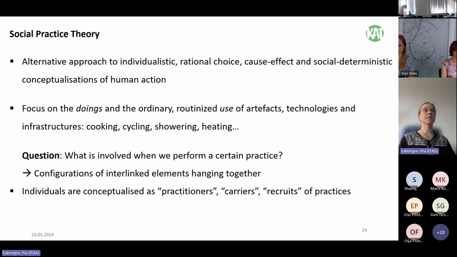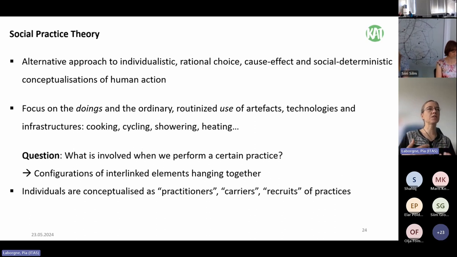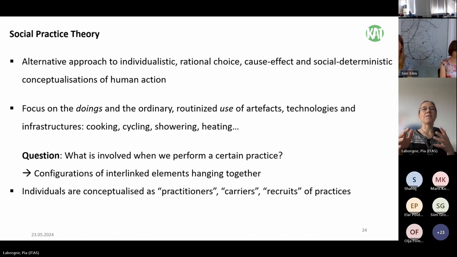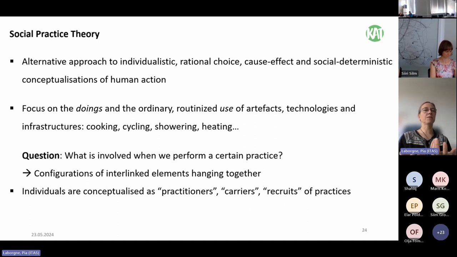Social practice theory is an alternative approach to more individualistic, rational choice, cause-effect, and socially deterministic conceptualizations of human actions. So the focus here is more on the doings, on the ordinary, the routinized use of artifacts, technologies, and infrastructures, like looking more closely at cooking, cycling, showering, heating, and for a better understanding of these practices in their context as a pattern and also very strongly interrelated. So the question is, what is involved when we perform a certain practice?